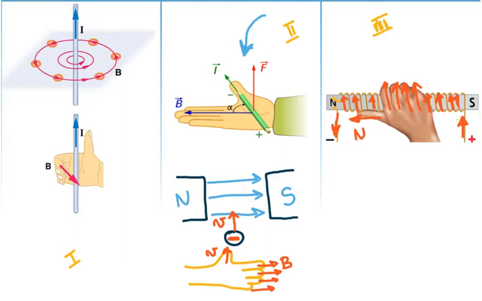So you see there are 3 different types of right hand rules. One is for the wire that carries the current, and for that wire, you curl the fingers around to show the direction of the magnetic field.